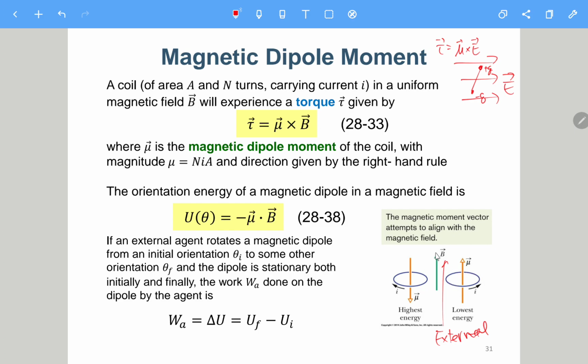So if we place this in the external B field, and mu is pointing in the same direction as B, then it has the lowest energy. Mu dot B is a positive number and maximized, and we take the negative sign, so this is the smallest value, which means the lowest energy. If mu and B point in opposite directions, mu dot B is like cosine 180 degrees, the smallest value, and taking the negative sign it becomes the largest value. So this case has the highest energy.